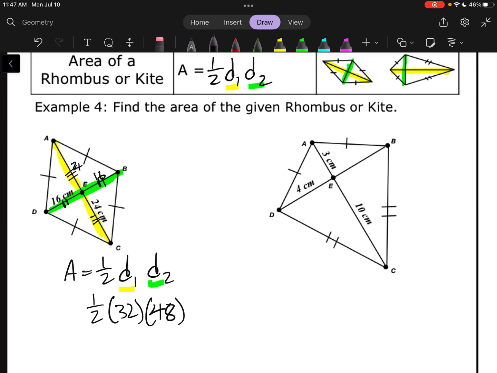Actually, let me switch those around because that's how I highlighted it. That might look a little confusing. So the yellow diagonal for mine was 48. The green diagonal was 32. So if I do that, what am I going to get here? I'm looking at 768 centimeters squared.